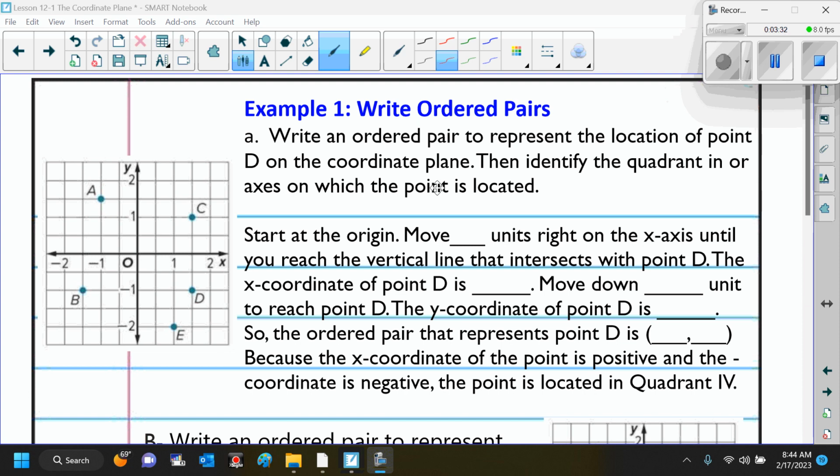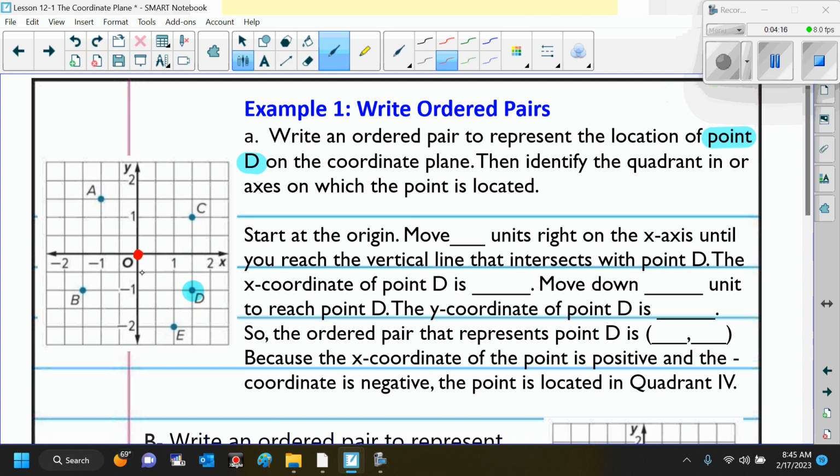All right, example 1 is to write ordered pairs. It says here to write an ordered pair to represent the location of the point D on the coordinate plane, and then we want to identify the quadrant or the axis where it is located. So we're looking for point D, right there. To get there, we always start at the origin. We move a certain number of units to the right on the x-axis until we reach the vertical line. The vertical line is this one. It's a little crooked, but that's the vertical line.